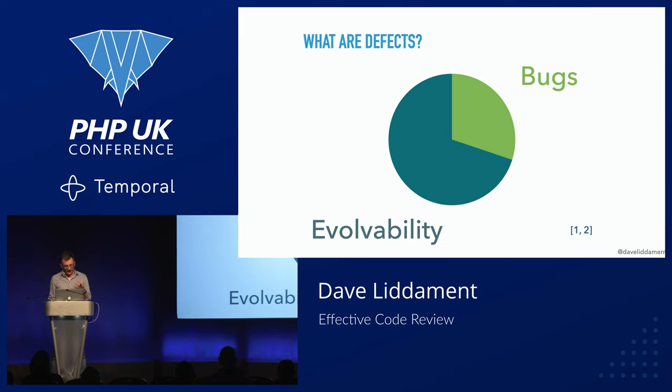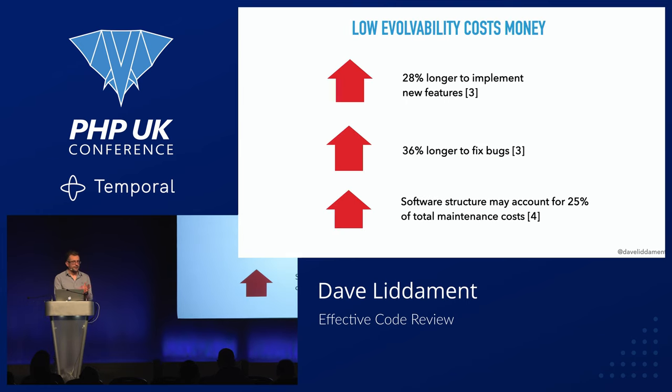So when we're doing code review, we are probably going to mainly pick up on evolvability issues, technical debt kind of problems. And why is this important? It's because low evolvability costs us money. Either new features take longer to implement, bug fixes take longer, or poorly architected software just costs more in maintenance costs and building costs. So even if our development process made no bugs at all, we would still get benefit from reducing evolvability defects from our code base.